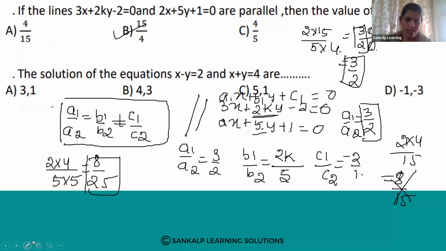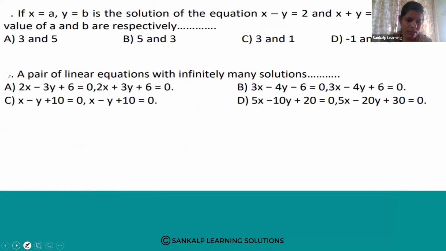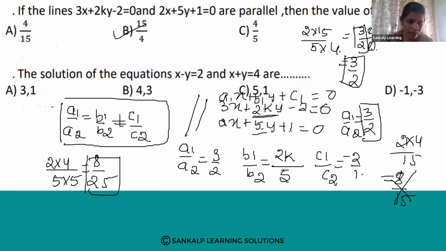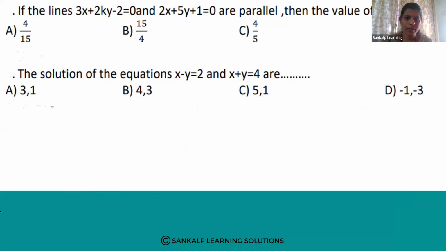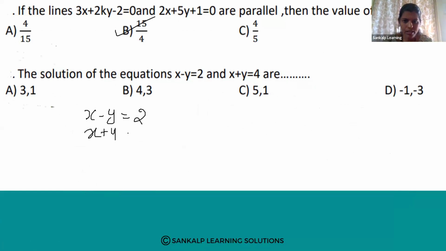Next, the solutions. Okay, wait, I will erase it first. So option B is right here. Next one: solutions of the equation x minus y is equal to 2 and x plus y is equal to 4. What solutions do we get?